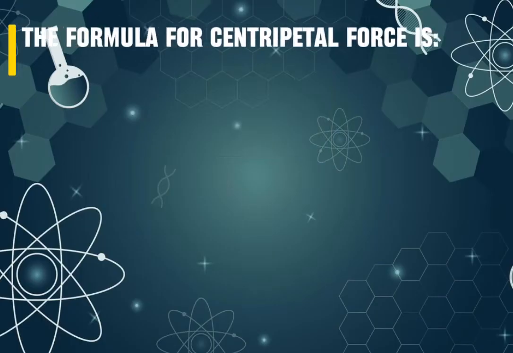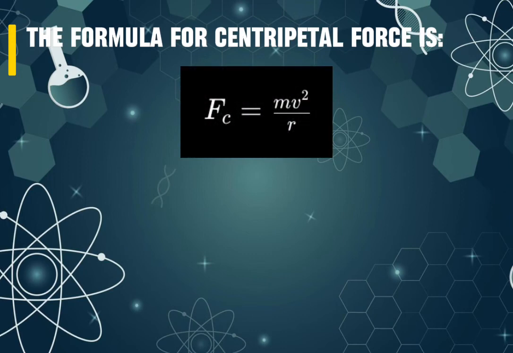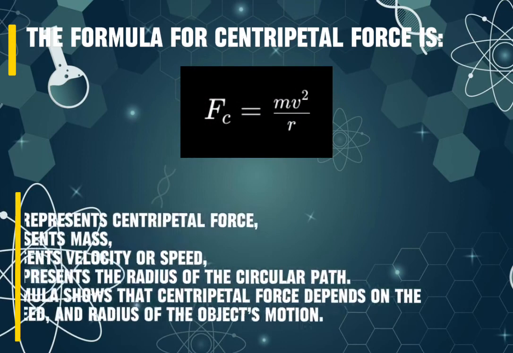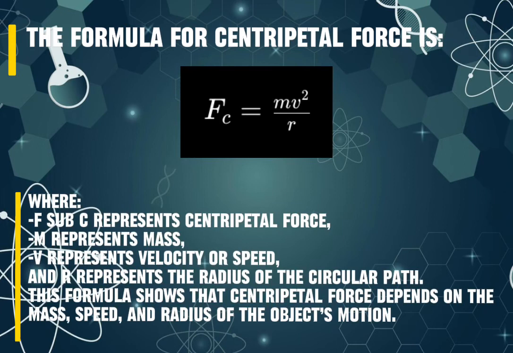So the formula of centripetal force is F sub c equals mass times velocity squared over radius, where F sub c represents centripetal force, m represents mass, v represents velocity or speed, and r represents the radius of the circular path. This formula shows that the centripetal force depends on the mass, speed, and radius of the object's motion.